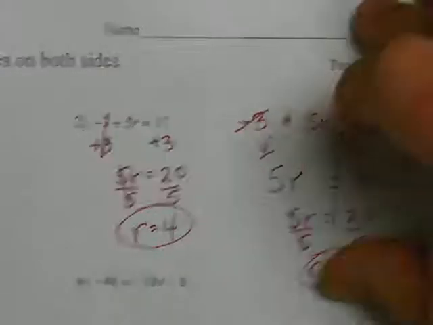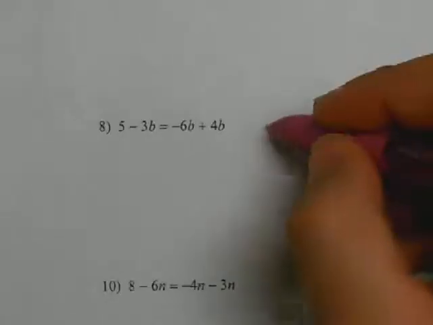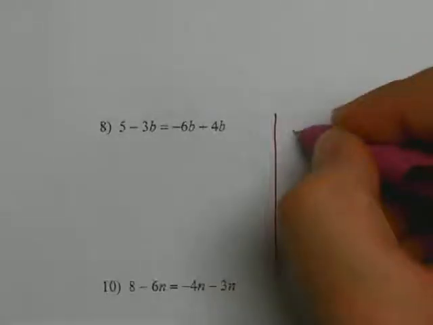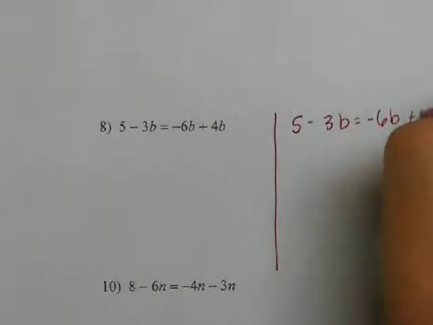Okay, let me look at another one. I'm going to look at number 7. Actually, let me look at number 8, so I have room to work it both ways. So I'm going to rewrite it here. 5 minus 3b equals negative 6b plus 4b.